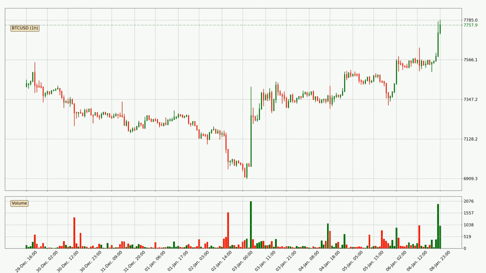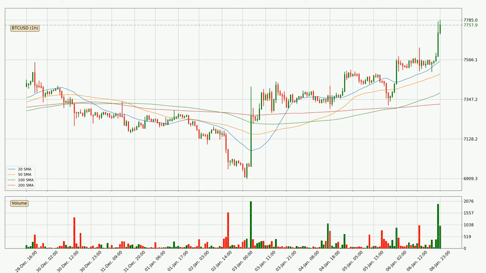By looking at the hourly time frame for Bitcoin, we can see that the price moved up quickly with around 5.1% in the last 24 hours, with a current price of $7,758. The volume was also high, showing that this move was strong and the buyers are taking over.